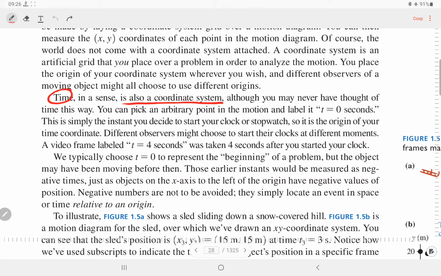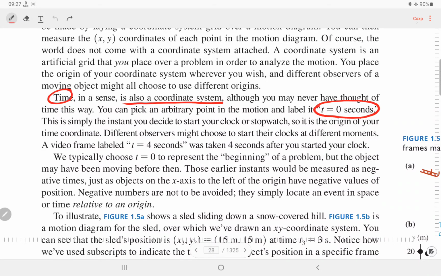Really, people don't think that time is a coordinate. Time is simple for us. Beginning time, end time, middle time, that's all. Actually, we can consider it also as a coordinate, because time is always going forward. You can pick an arbitrary point in the motion and label t equal to 0 seconds. T equal to 0 seconds basically means the beginning of the motion, the start of the motion. This point, we just call time 0.